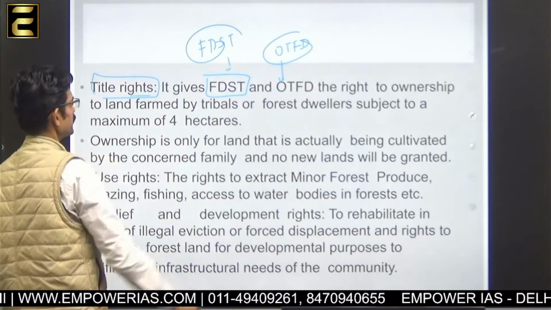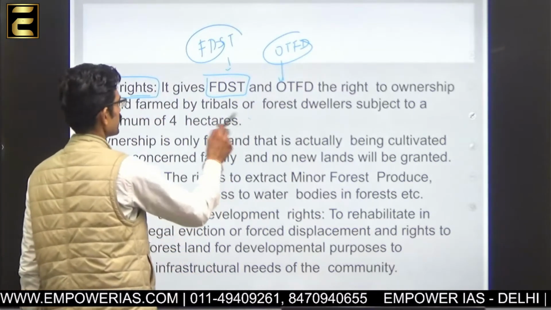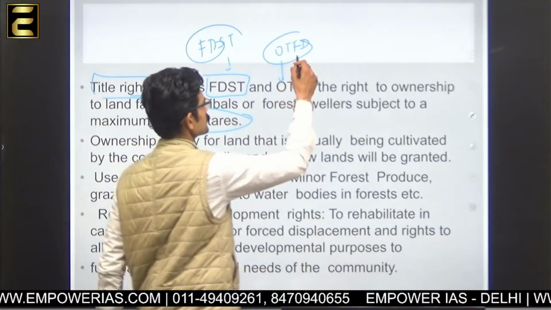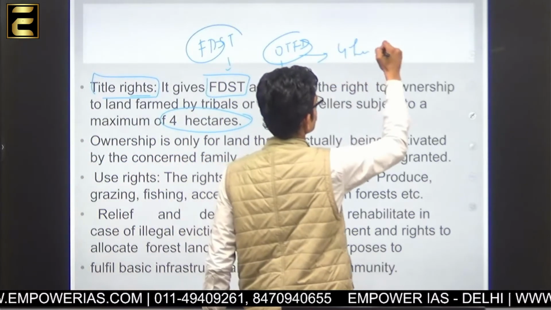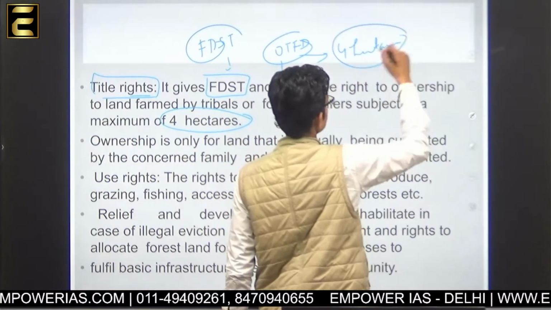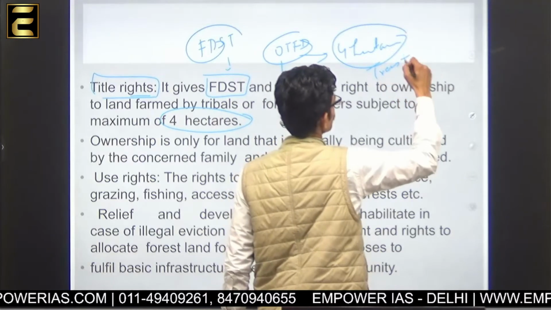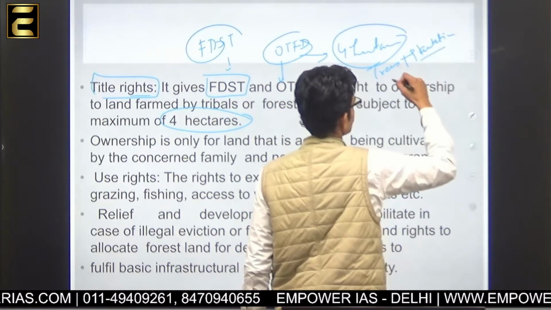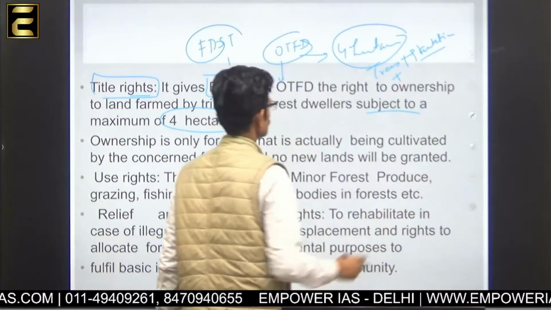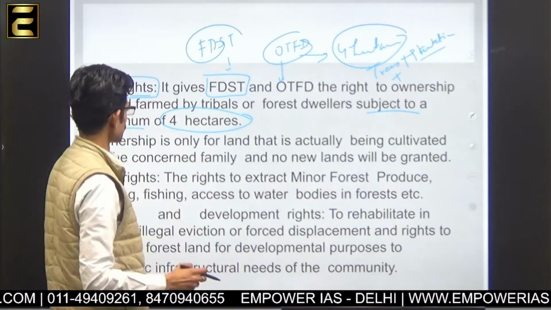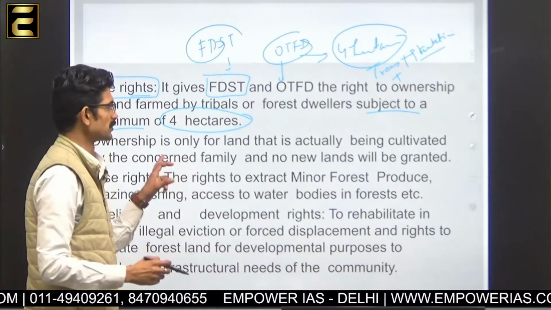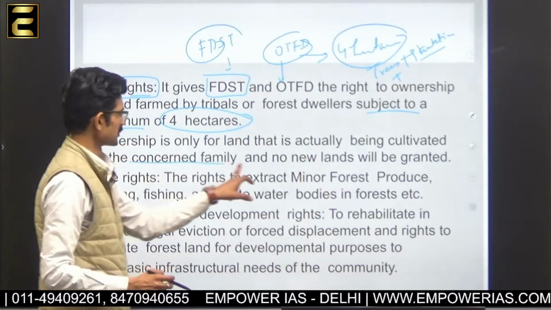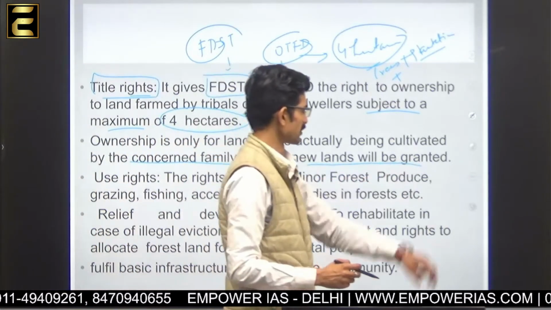rights were given to a maximum of 4 hectares. So for forest dwellers and tribals, 4 hectares of land, in which there will be trees, there will be plantation and there will be agricultural land, subject to a maximum of 4 hectares, was provided. Then eventually the area of cultivation concerning the family and new hands will be guaranteed.